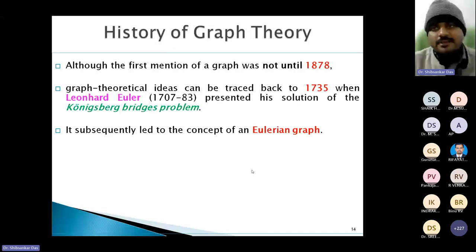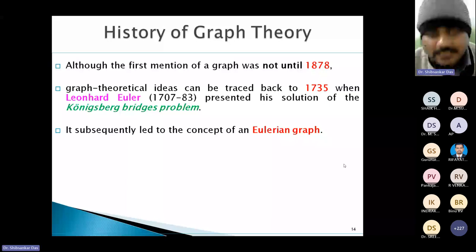So I have come to the history part of graph theory. Until 1878, not much was mentioned in the literature, and one cannot find any information related to the word graph. The graph theory idea can be traced back to 1735, when Leonhard Euler presented a solution of the Königsberg bridge problem, which I'll be discussing later. It subsequently led to the concept of the Eulerian graph.